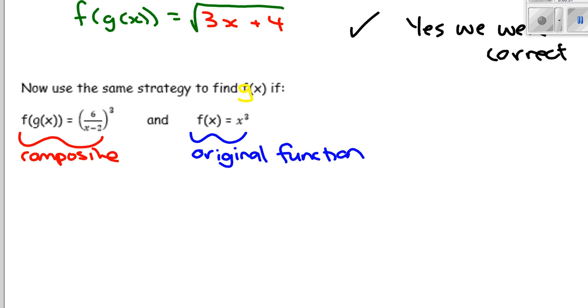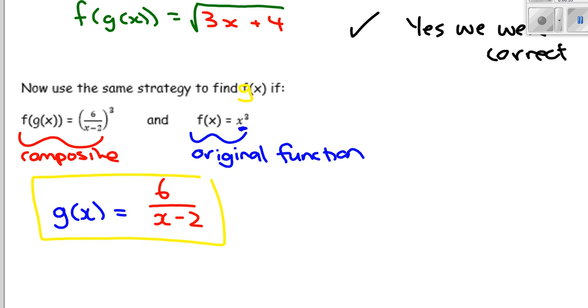So they want you to think, okay, in this case I gave you the parent function. So what got subbed in for x in the parent function to generate the composite? X over x minus 2. Yeah, exactly, because it's still just something cubed. So you can see that g of x must have been 6 over x minus 2. So that's our answer, because if you sub that in, you'll get the composite. And again, you can double check by finding the composite. I'm a bit lazy to do that now.